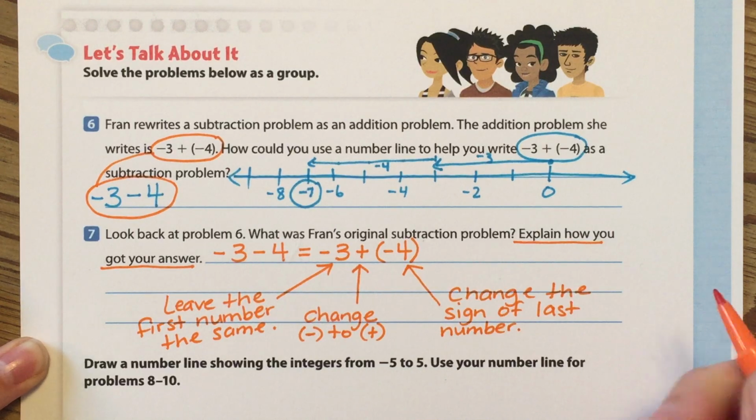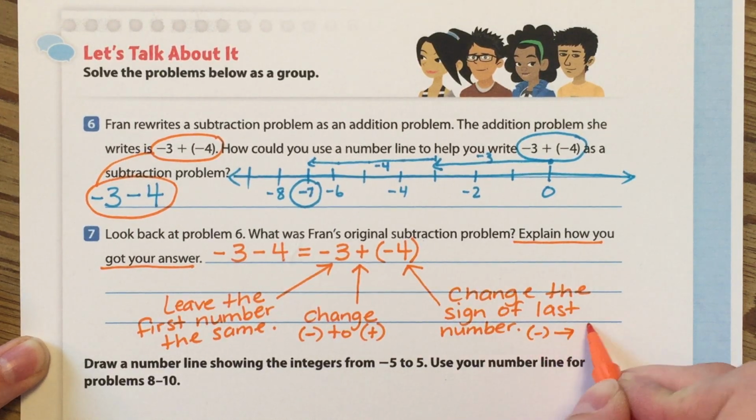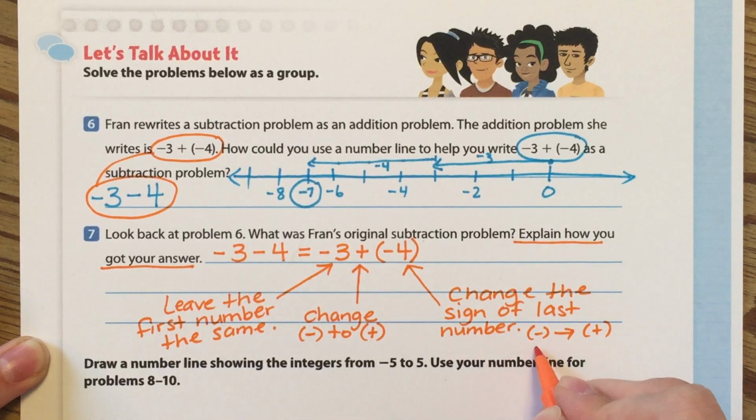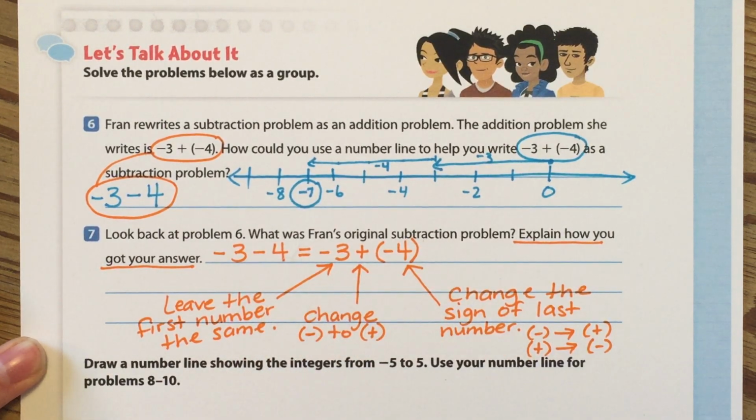And when I say change the sign, what I mean is if it's negative, turn it positive. And then if it's positive, turn it negative. In this case, it was a +4 and we changed it to a -4.